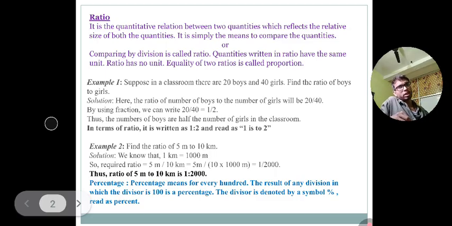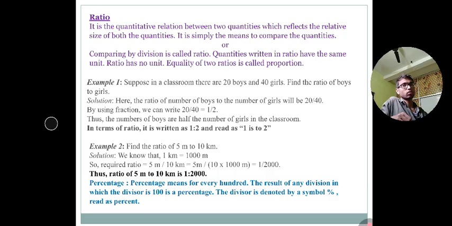Ratio is a relation between two quantities which reflects the relative size of both quantities. It simply means to compare the quantities. When we compare two or more things, then we get a ratio. Not directly but indirectly we get a ratio. Comparing by division is called ratio. If we compare anything by division, we will get a direct ratio.